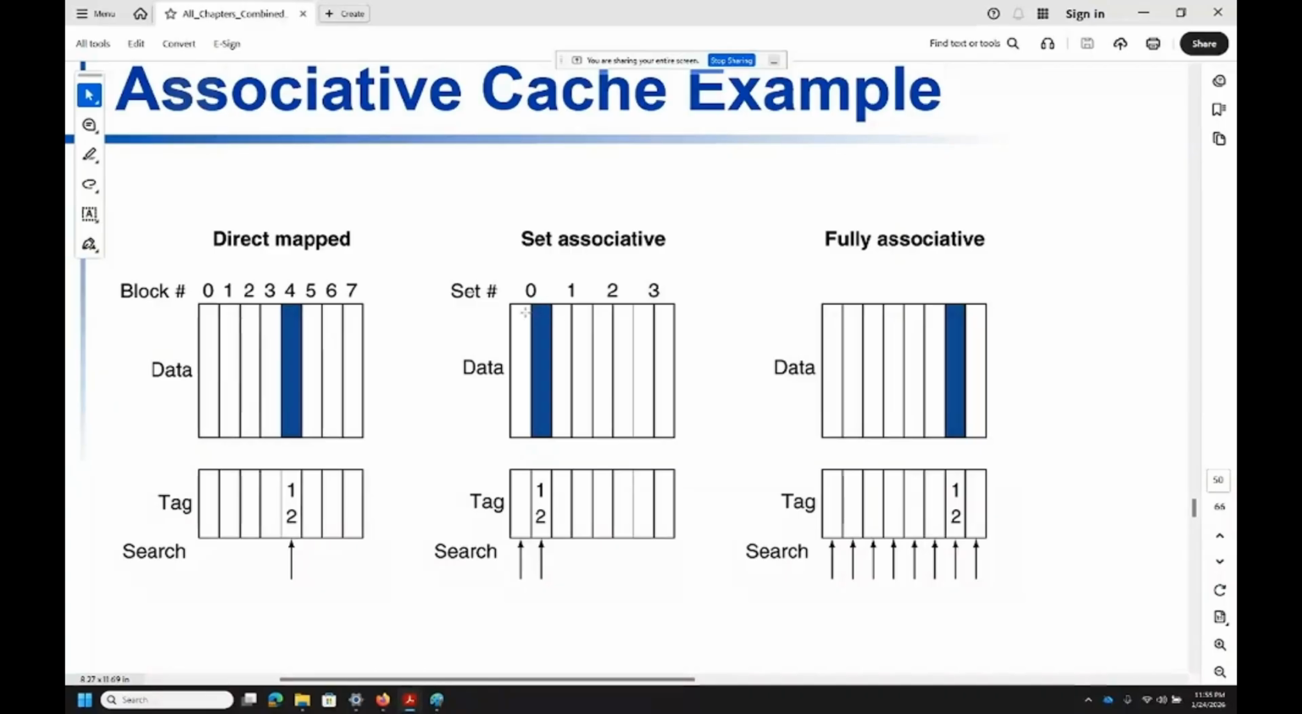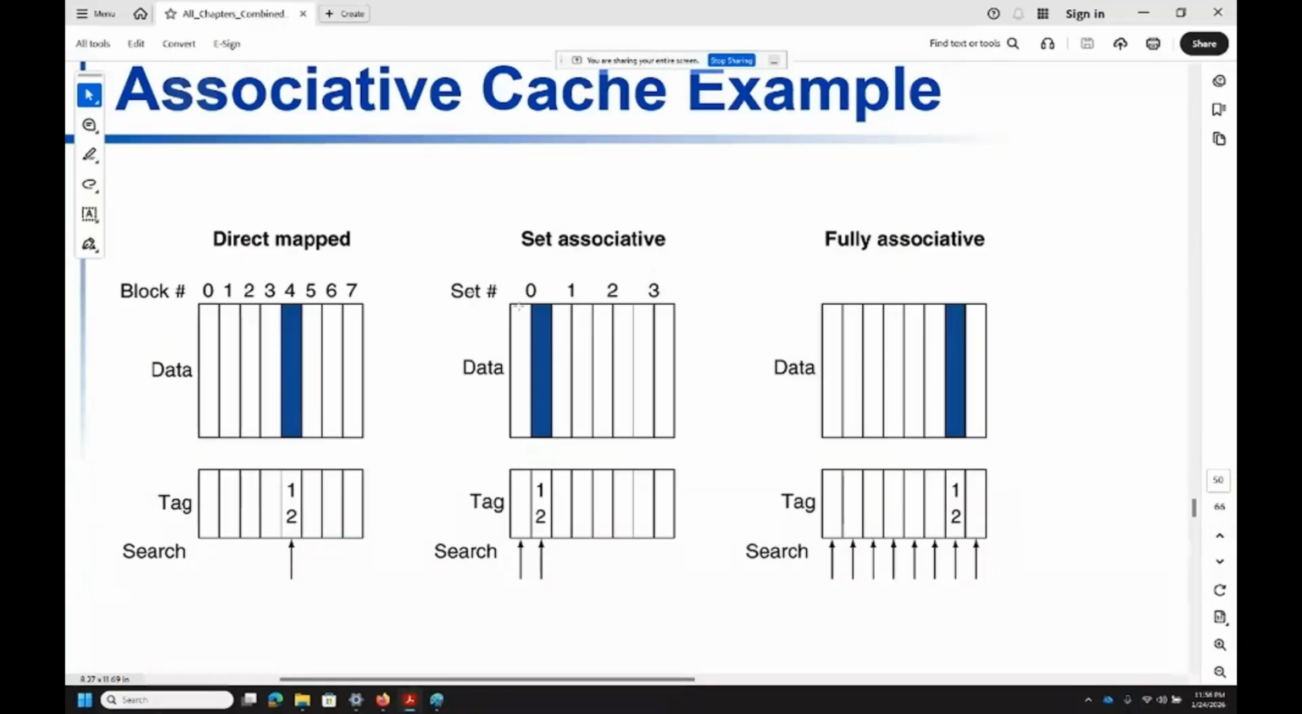And here we have grouped them into four sets, so set 0, 1, 2, 3. So data can go in either row 1 or row 2 of a set. If I tell you that the data is in set 0, it can be in either of these two locations. If I say that the data is in set 1, it can be in either of these two locations. Set 2, either of these two locations.